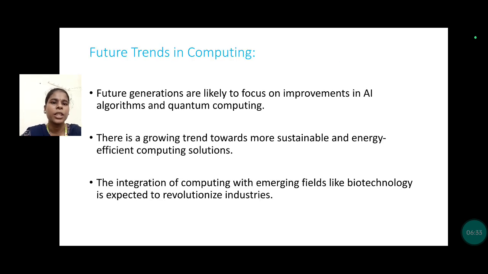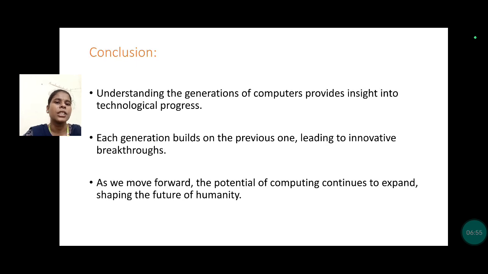Future trends in computing. Future generations are likely to focus on improvements in AI algorithms and quantum computing. There is a growing trend towards more sustainable and energy efficient computing solutions. The integration of computing with emerging fields like biotechnology is expected to revolutionize industries.